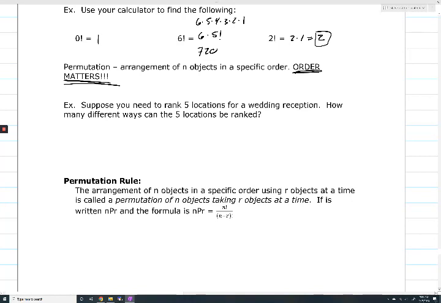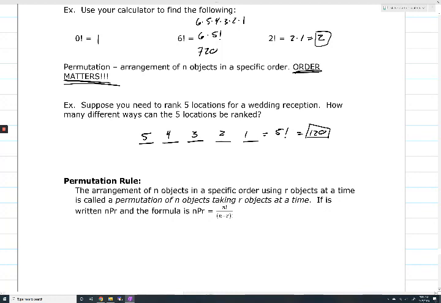Suppose you need to rank 5 locations for a wedding reception. How many different ways can the 5 locations be ranked? So again, I like to go through, okay, well, we have 5 different locations and we're going to rank all 5 of them. Well, one of them can be the best place. So there's 5 different locations. Before I've picked one, all 5 have the chance to be best. Now, once I've picked the place that I like the most, there's only 4 places left for that next spot. And then so on, 3, 2, 1. And that becomes 5 factorial, which we already talked about is 120.